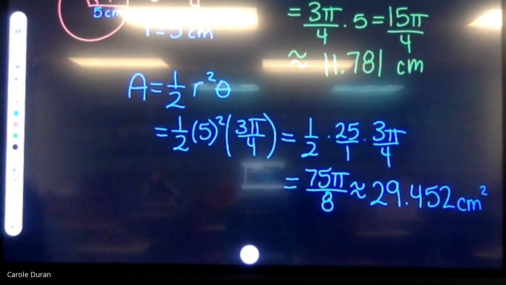So we need to get both answers for every question, if it asks for both answers. What would it ask if you want both? It'll say find the arc length or find the sector area or find both. Then you'll follow the instructions.